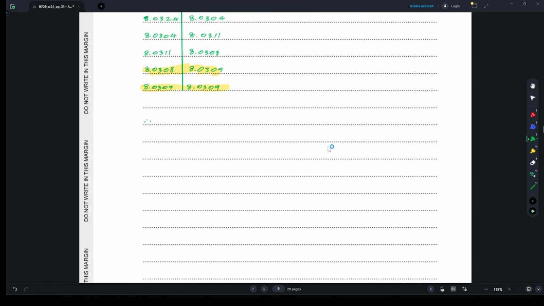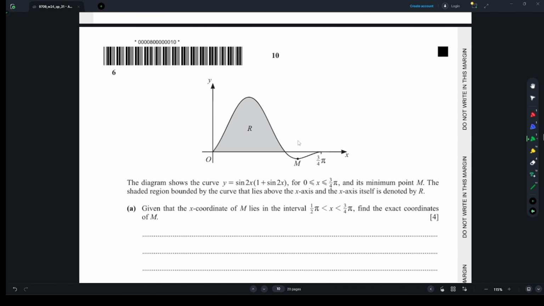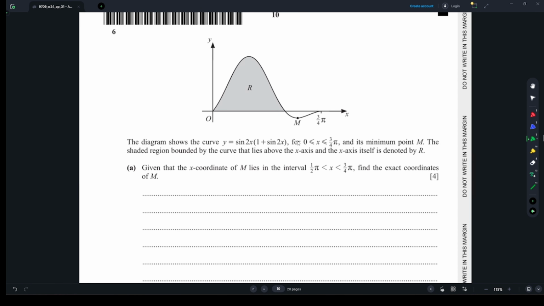Therefore, the root is 8.03 to 2 decimal places. Okay, that's done. Now let's move to question 6.